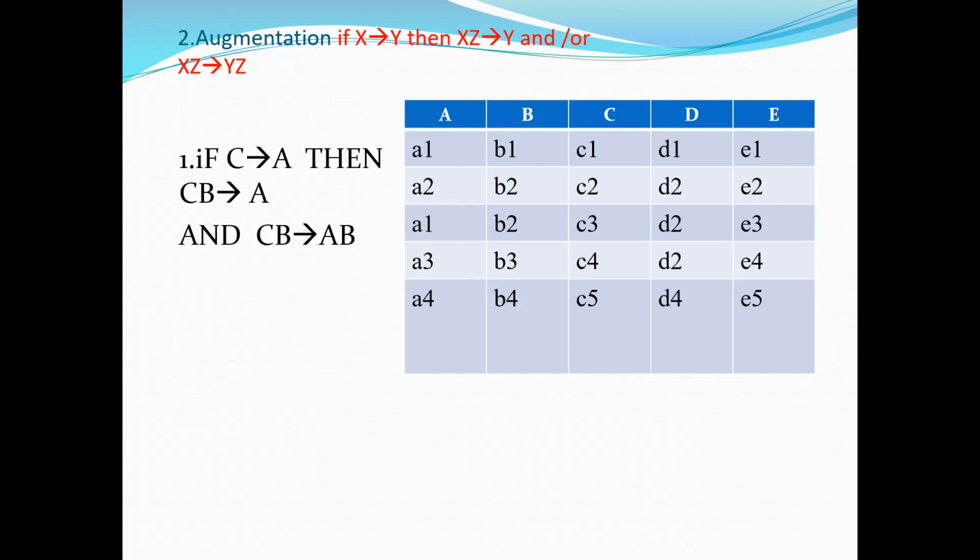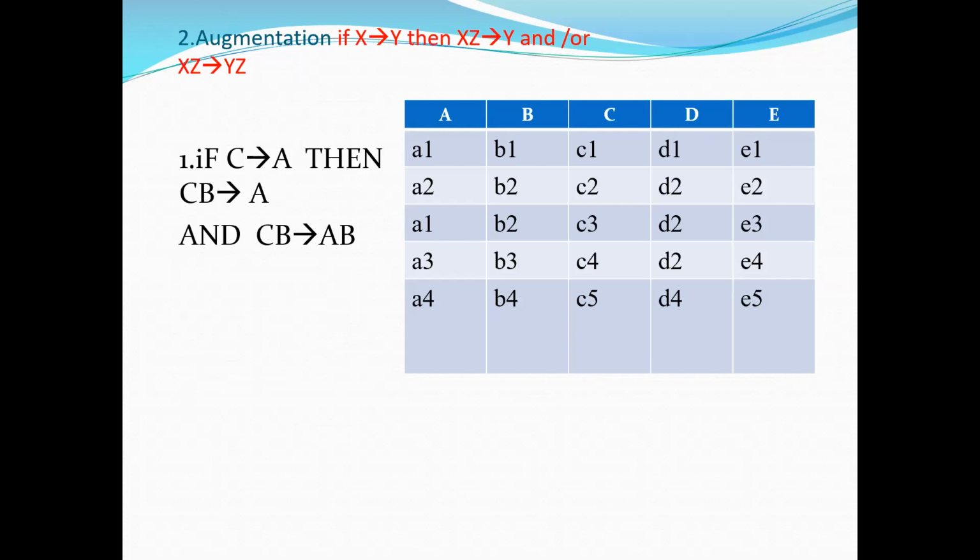Next one, augmentation rule. If x can functionally determine y, then xz can functionally determine y, or xz can functionally determine yz. That means we can add z to the left hand side of the functional dependency, or we can add a new attribute or attributes to both sides.